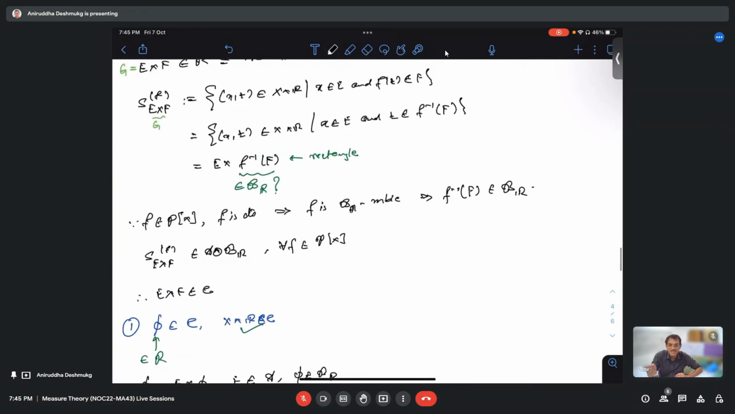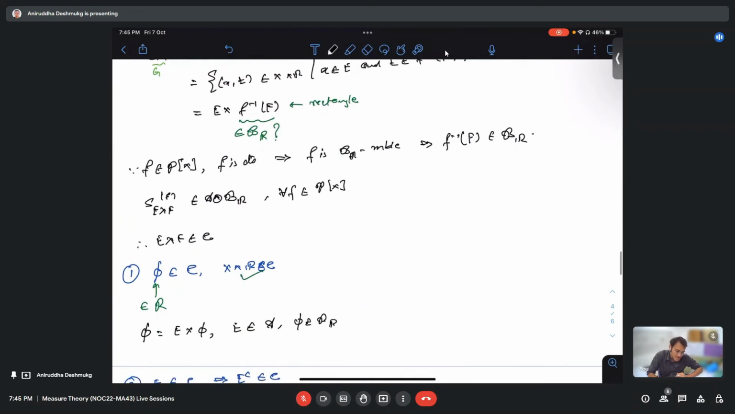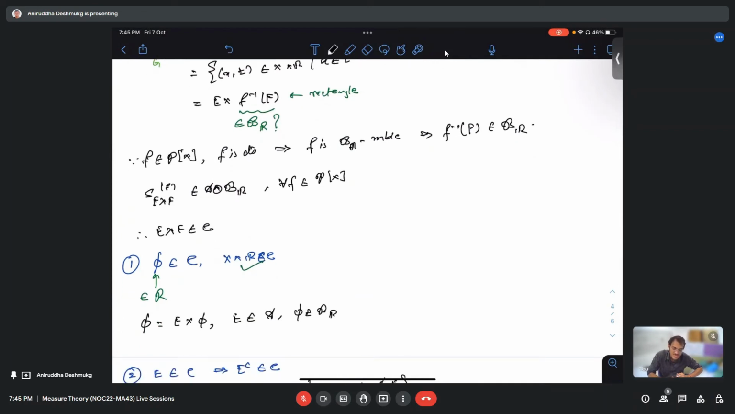You can prove that C is a sigma algebra first, and once you prove it is a sigma algebra, it is automatically non-empty, right? Because the empty set is inside, and the whole space is also inside. So proving it is a sigma algebra also proves the first step. And then you prove that the rectangles are inside it. Even that will give you the result.